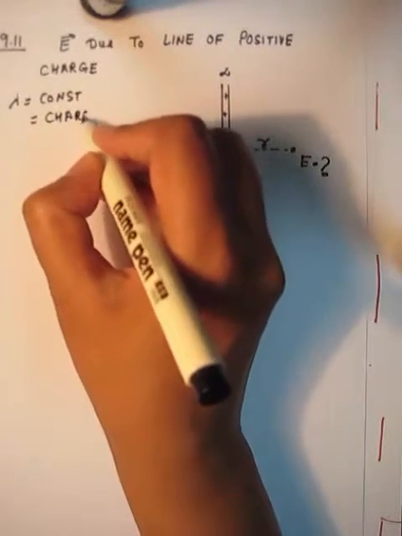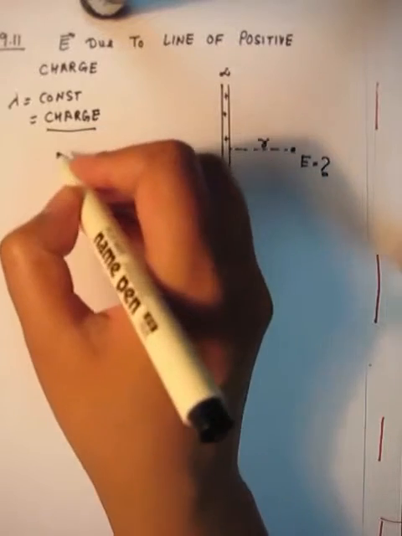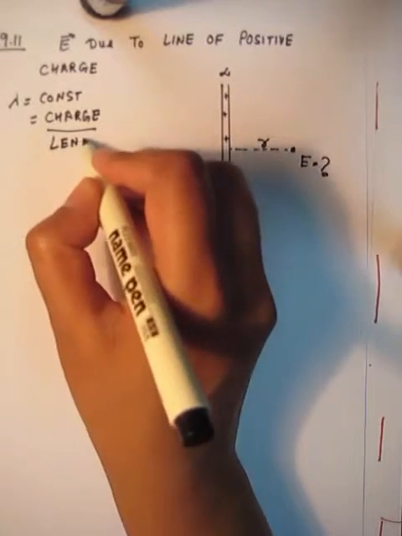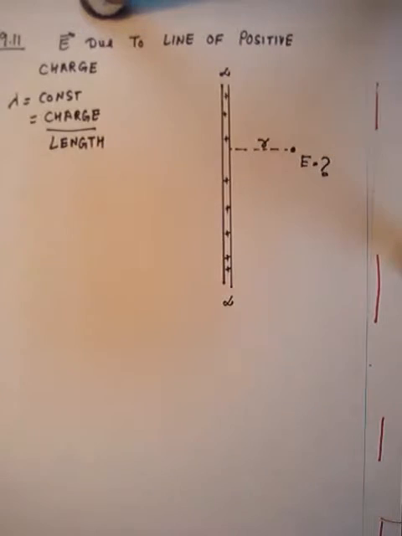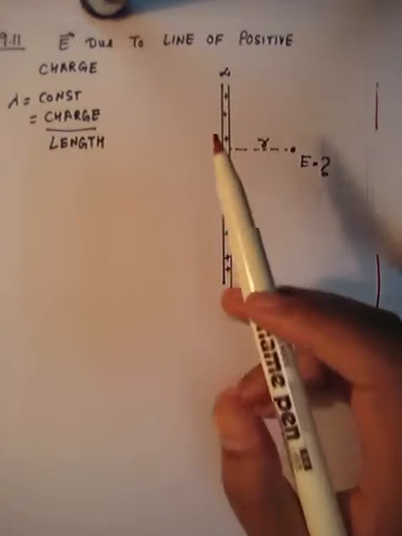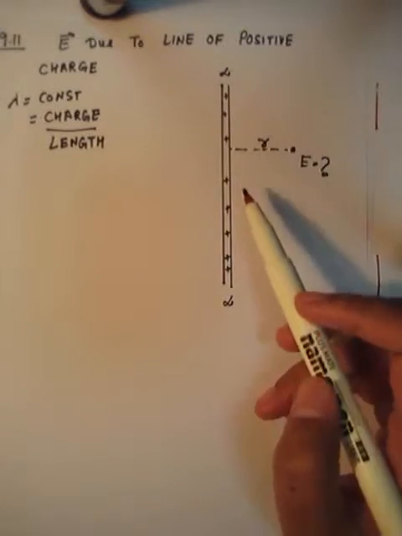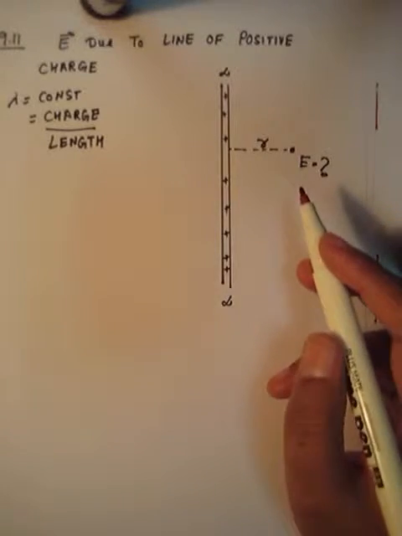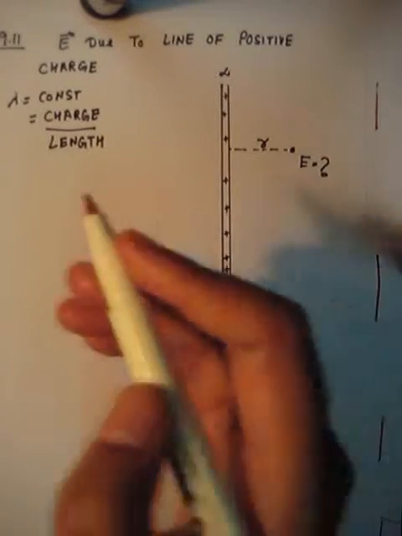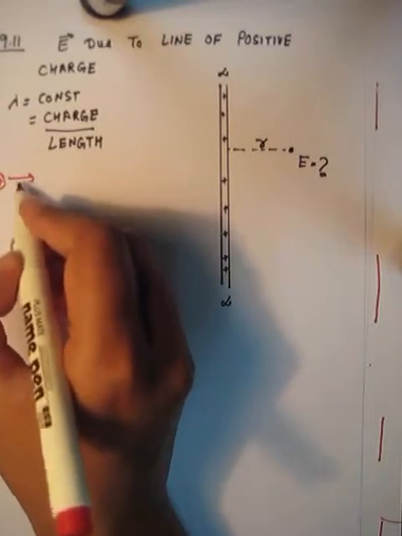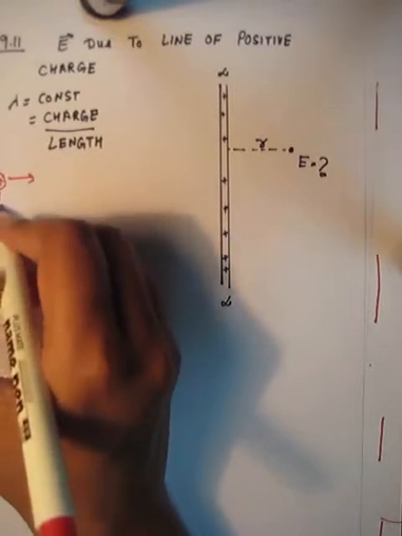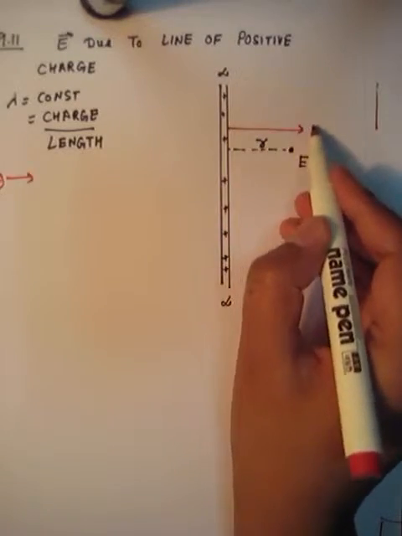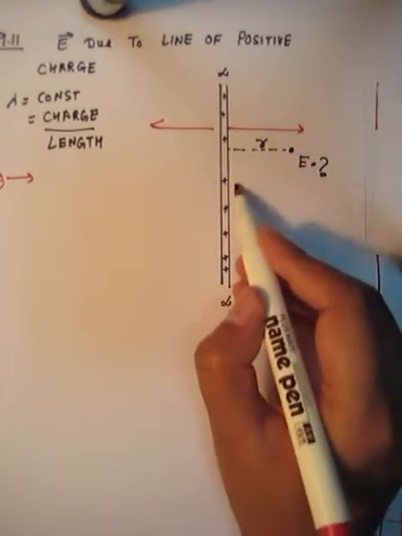It is charge per unit length. So we are going to solve it by Gauss's law, and because it is a wire, first we have to think which kind of Gaussian surface we should draw on it. Also, because it is a positively charged wire, and you know that a positive charge has an electric field away from it, for this wire the electric field will be away from it.